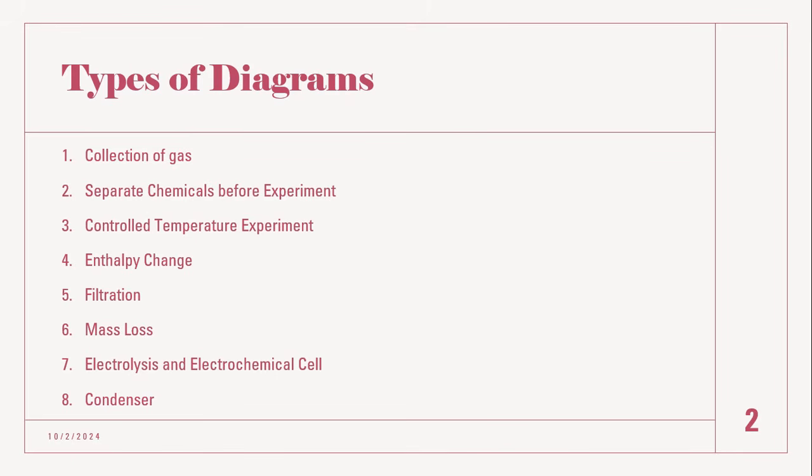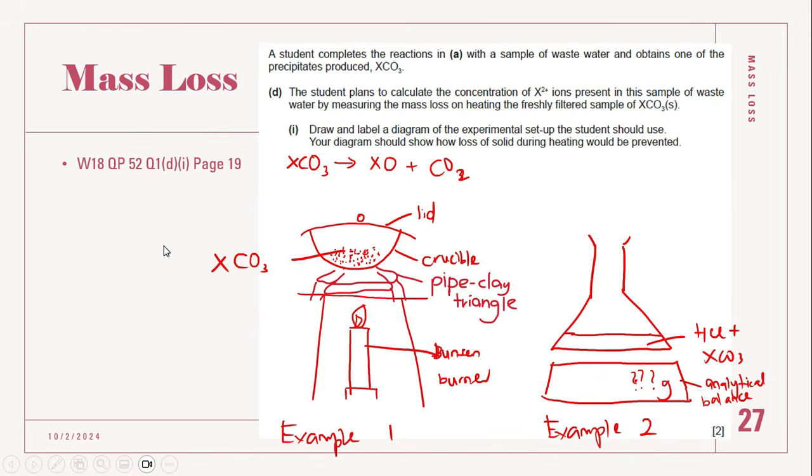Number 6 will be experiments involving loss in mass. There will be 2 types of experiments. The first one is decomposition of carbonate or nitrate or hydrated compounds using a crucible. And this would be the setup that you draw. Now here they say show how loss of solid during heating will be prevented. That's why a lid is needed. If not, you can draw using a crucible without a lid.